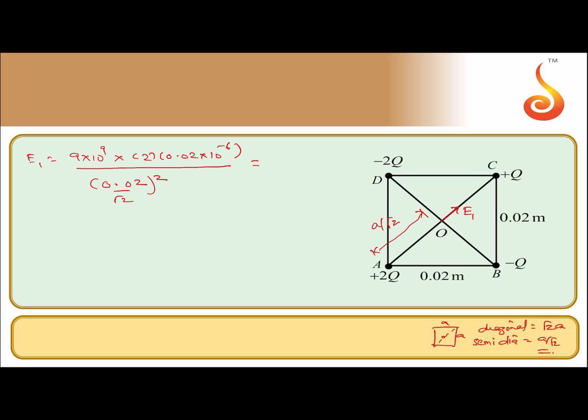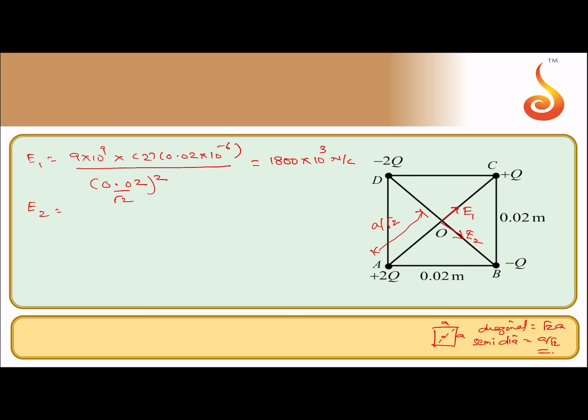Now just do the arithmetic. 9 times root 2 the whole square becomes 2 times 2 times 2 times 0.02 divided by 0.02 divided by 0.02, which is 1800, 1800 into 10 to the power 3 Newton per Coulomb, the electric field at O due to 2q. Now I want to go to the point B, so this now will be E2.